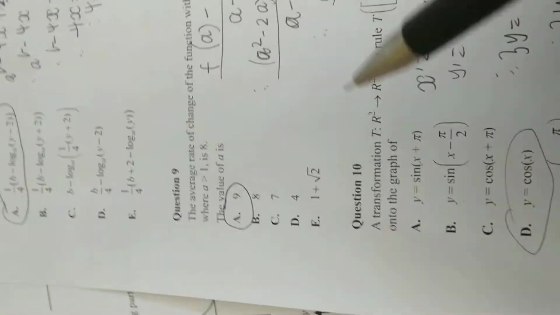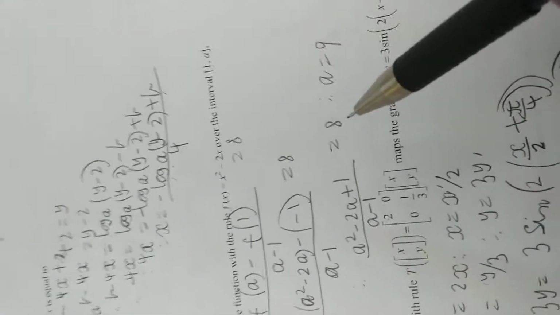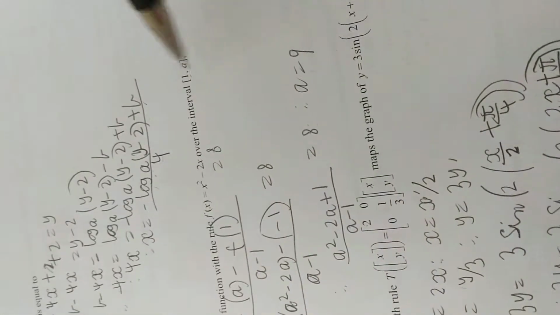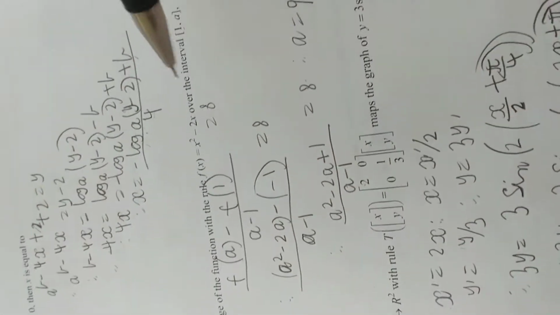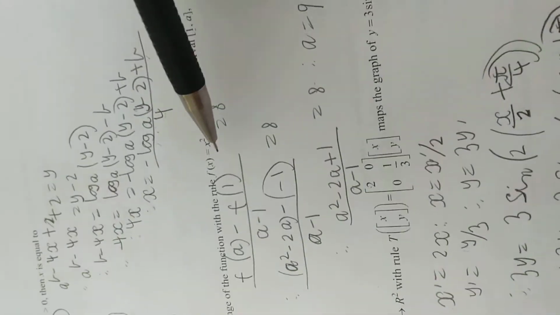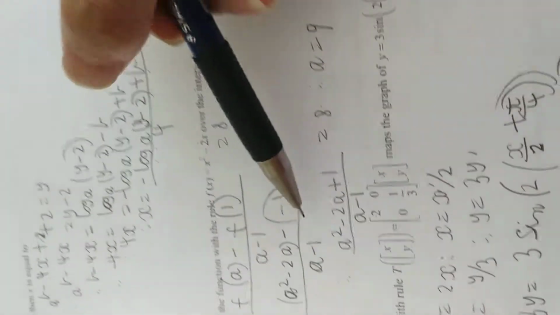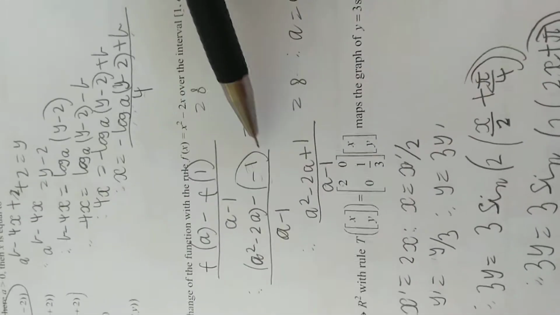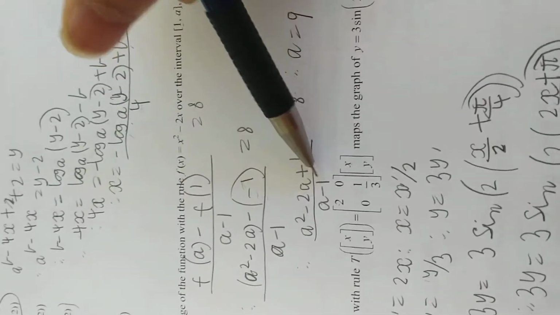Question 9. The average rate of change of the function with rule f of x equals x squared minus 2x over the interval 1 to a, where a is greater than 1, is 8, so find a. You know that f of a minus f of 1 over a minus 1 is 8. f of a is a squared minus 2a, f of 1 is negative 1, so a squared minus 2a minus negative 1 over a minus 1 is equal to 8. Simplify, and then we solve for a, so a is 9. So option A.